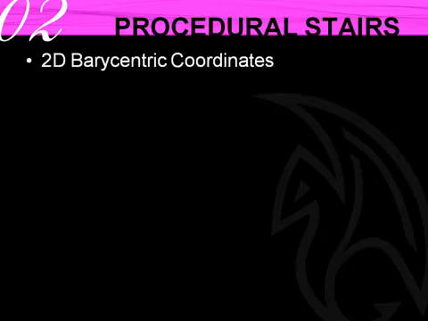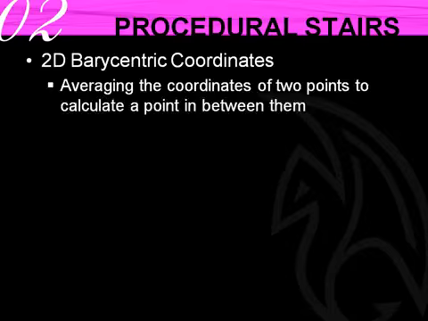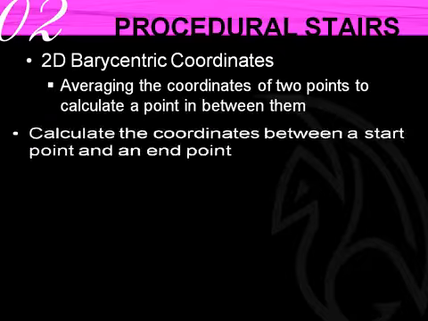So now that we know how to calculate the length of any edge in a right triangle, let's move on to the next formula, which is two-dimensional barycentric coordinates. And they're actually very, very simple. Essentially, a barycentric coordinate is the average of 2 points on an edge. So what you want to do, for example, is find a point along an edge, and you do that by averaging the coordinates of the 2 points that make up that edge to find a point along the edge.